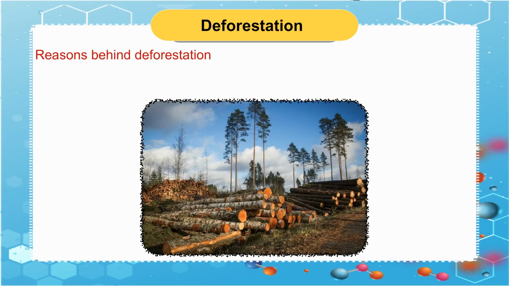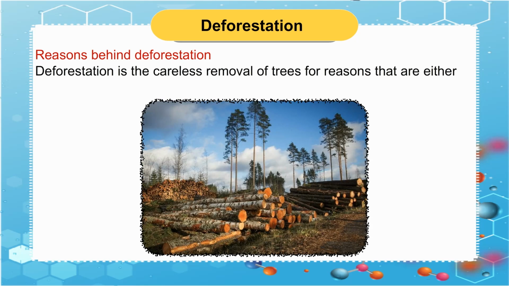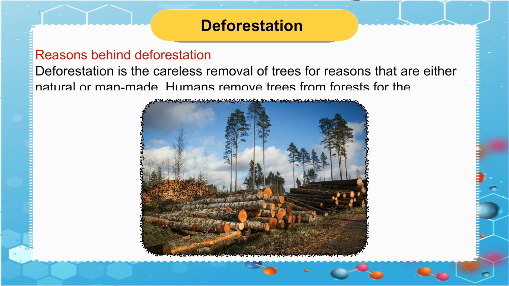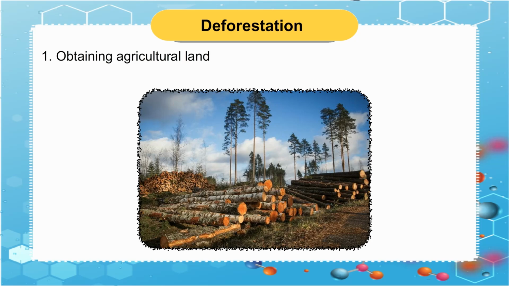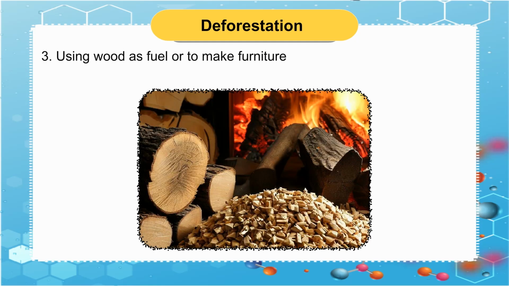Reasons behind deforestation. Deforestation is the careless removal of trees for reasons that are either natural or man-made. Humans remove trees from forests for the following reasons. 1. Obtaining agricultural land. 2. Constructing residences and manufacturing facilities. 3. Using wood as fuel or to make furniture.